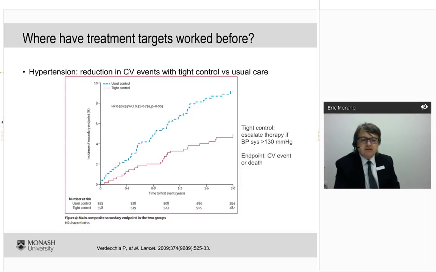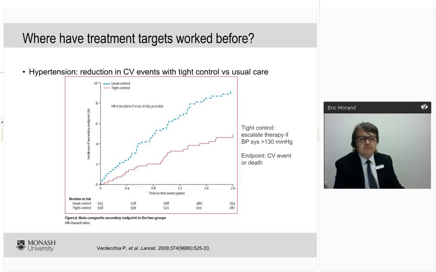Here's a slide from a paper from some years ago now, looking at the treatment of blood pressure. Now, blood pressure is an easy thing to measure. It's a number. You measure it with a machine or with your blood pressure cuff, and that is the patient's blood pressure. Nothing could be more simple.